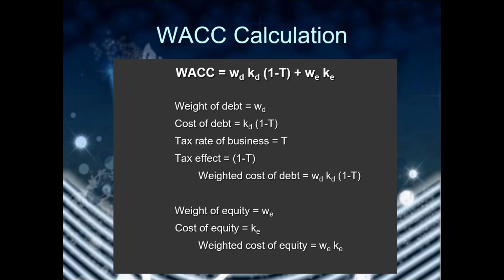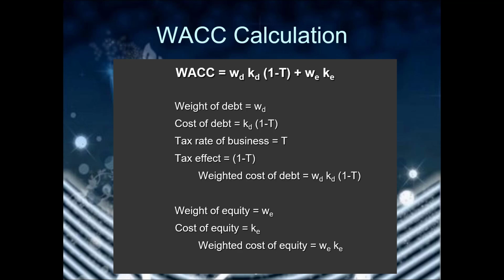Then the cost of debt will be that interest rate that the bank is going to charge us multiplied by the tax effect. So all of that can be reduced based on our tax rate, and we will define that a little bit more as we go forward, okay? And that gives us our weighted cost of debt. And the other half of this equation, we add to it the weight of the equity. So using the same example, we're getting $6 million in debt from the bank. We need to raise $4 million in equity. So the weight of equity would be that 40%.